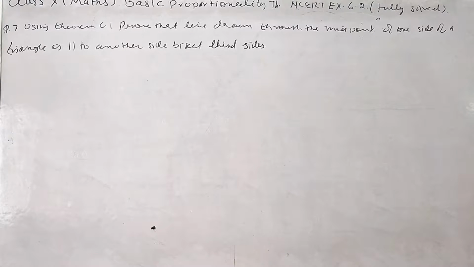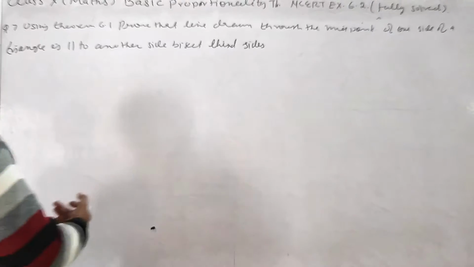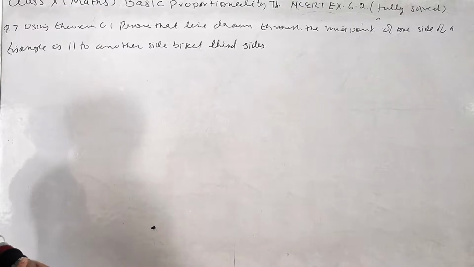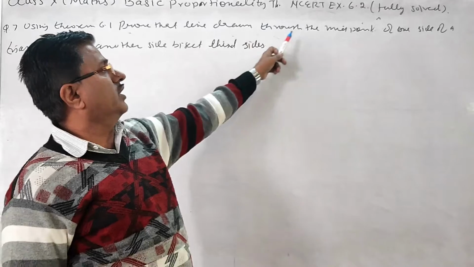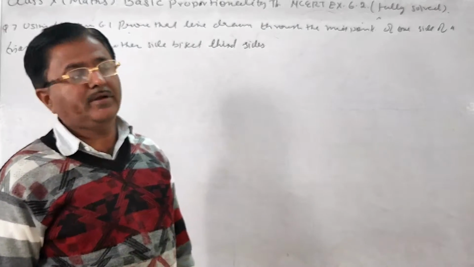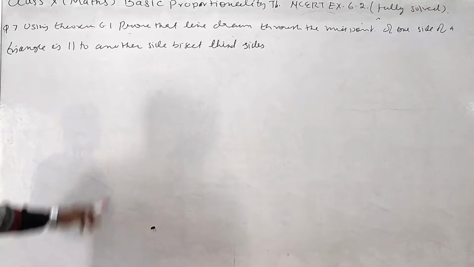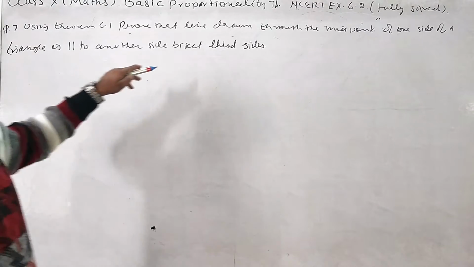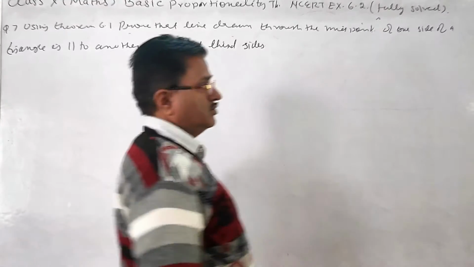Next, see dear student, question number 7, very important. Using theorem 6.1, again basic proportionality theorem we have to use, prove that the line drawn through the midpoint of one side of a triangle parallel to another side bisects the third side. So this is very important.